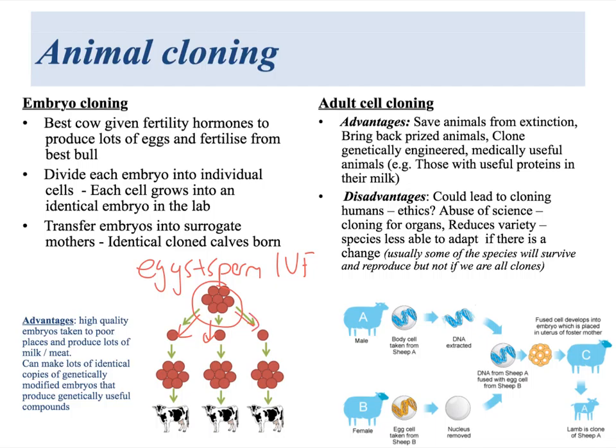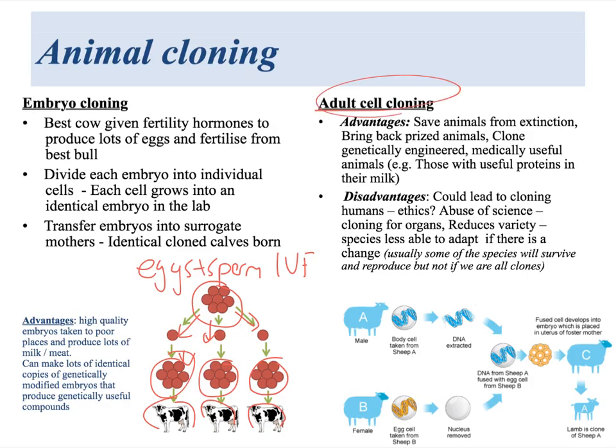These we then let grow a bit. We don't ever plant one cell back in. It's crucial you say let it divide, extra mark, and then we implant it into a surrogate mum, and we get clones of the cows. It won't be the same as mum or dad, but they will be the same as each other. So you can make lots and lots of copies of a really, really good quality sheep or cow.